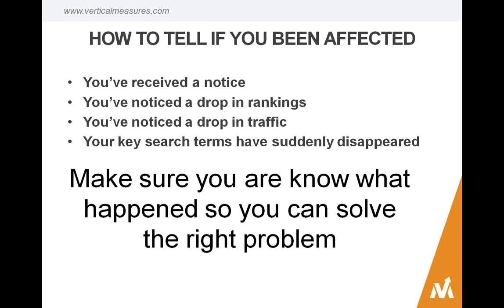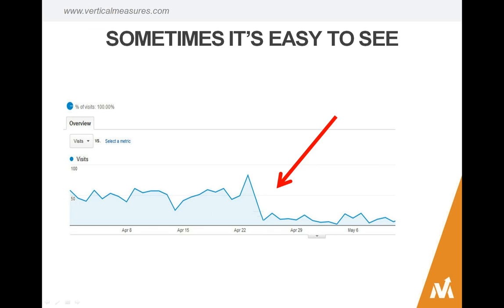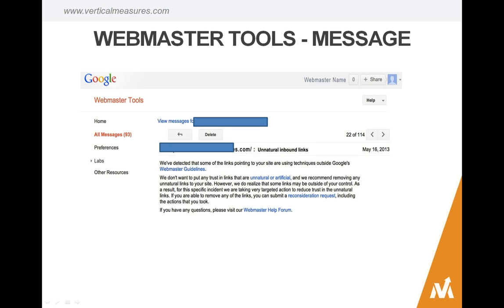So you want to make sure that you're solving the right problem before you take any action. So again, sometimes it's easy to see. This is a graph of Google Analytics, and it shows a precipitous traffic drop that coincides with a Google update. So again, it's really easy to see the impact and know which update has impacted the traffic.